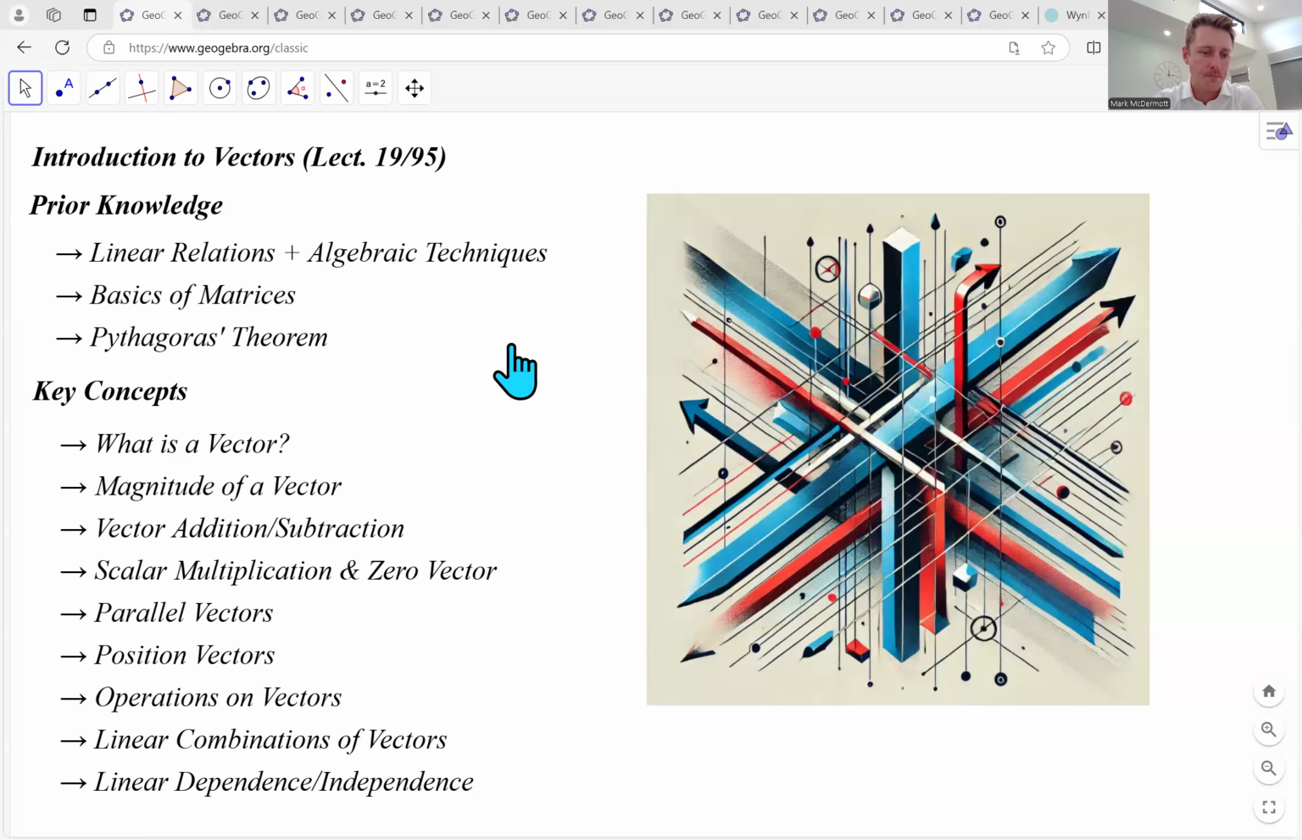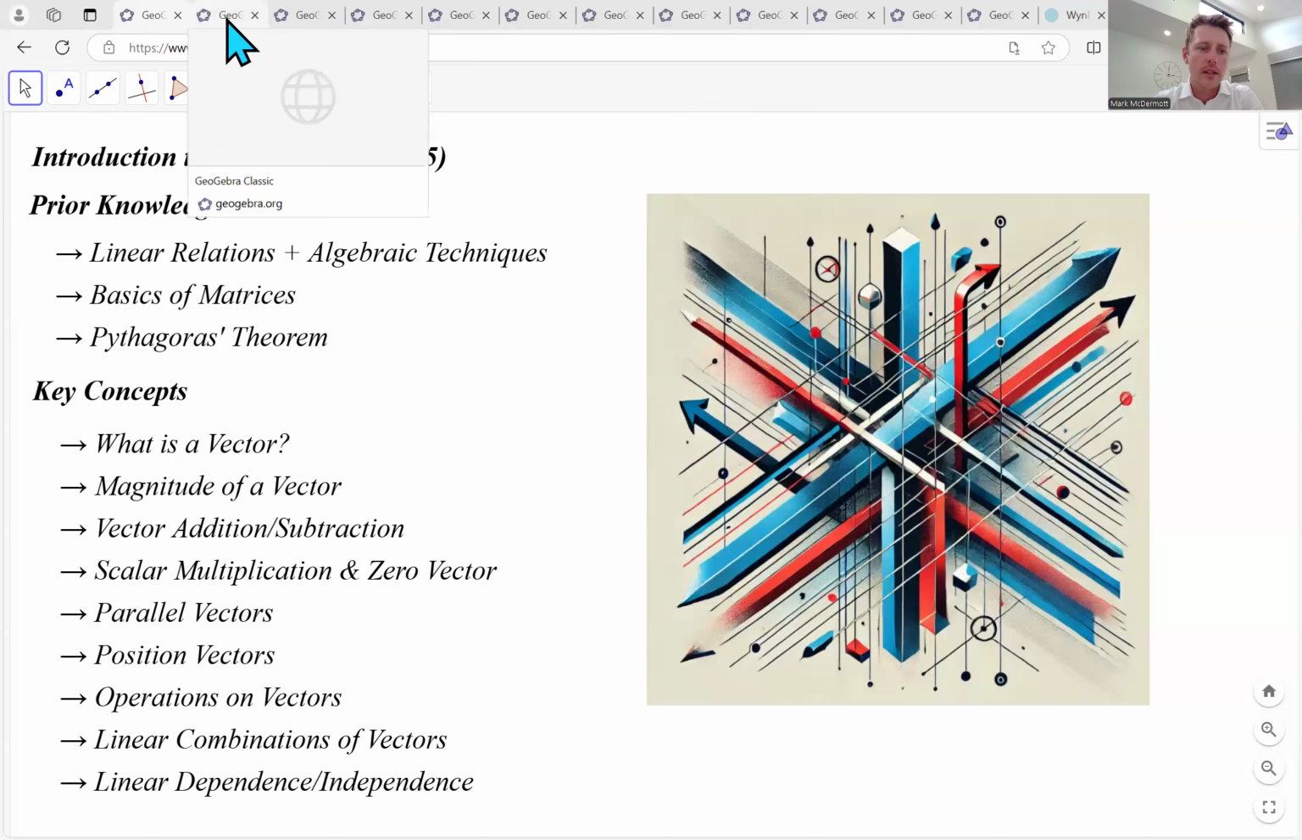Anyway, so what we'll cover in this video is what is a vector, how do we find the magnitude of a vector. We'll look at some vector addition and subtraction, scalar multiples of a vector, and the zero vector, parallel vectors, the position vector, operations on vectors, the linear combinations of vectors, and then we'll finish up by looking at linear dependence and independence, which is probably the most challenging part of this. So let's jump into it.